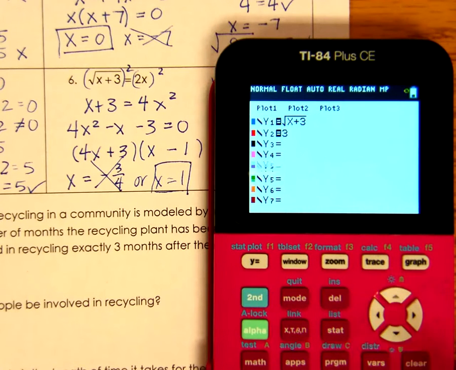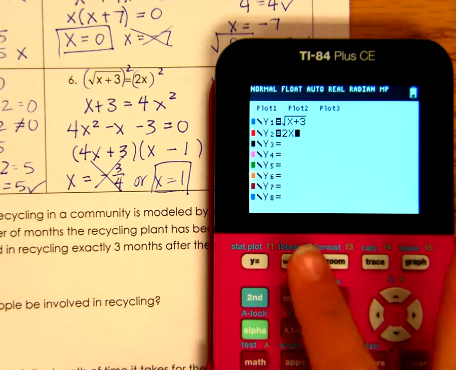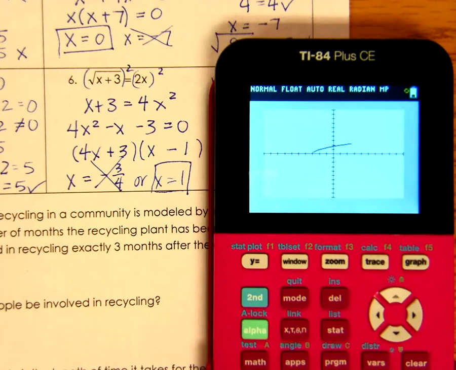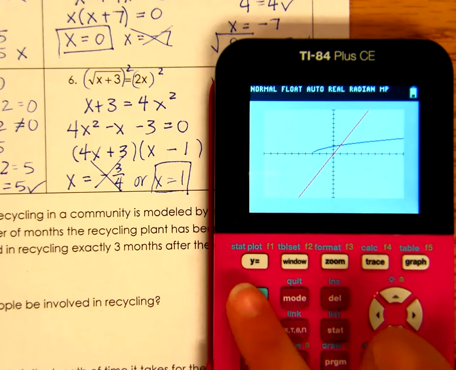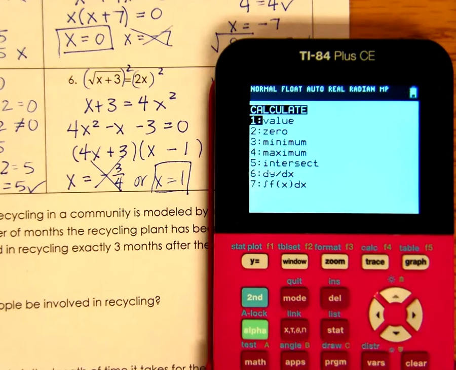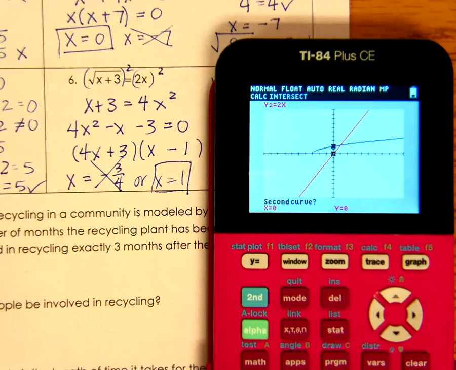So I have x plus 3, and here I have 2x. If I graph that, I'm going to go ahead and do zoom standard. So it's a little bit more zoomed in than the last question. You're going to use second trace and option number 5, their intersection. And pick enter for the first curve, enter for the second curve, guess, and they'll tell you the intersection is x equals 1.